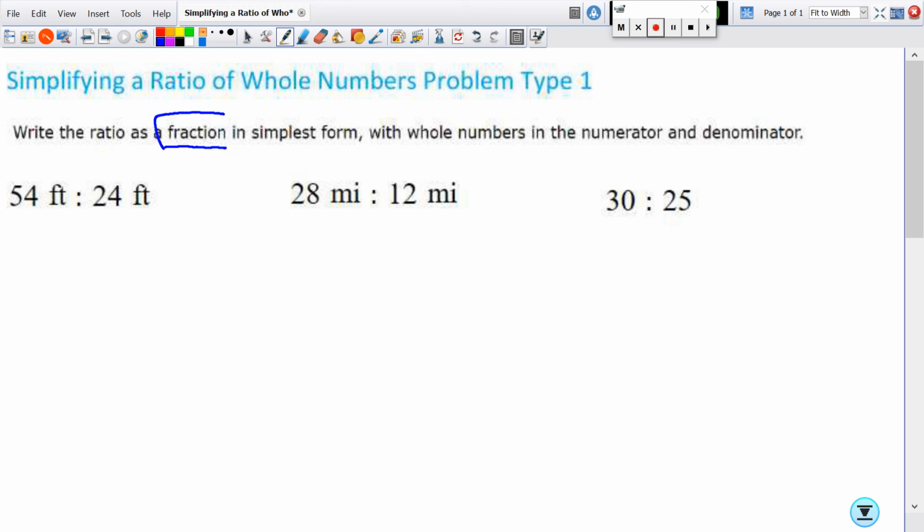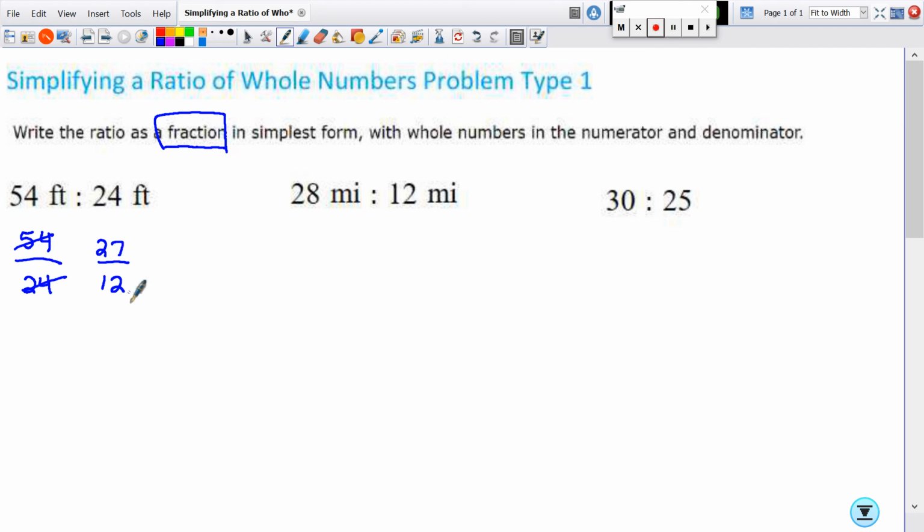So they want you actually to write it as a fraction in simplest form. So let's go ahead and do what they said. You want to write it as a fraction in the order, don't switch up the numbers, you put them in the order they give you. So 54 over 24, but they want you to simplify these. Since they're both even numbers, you can just start literally cutting them in half. Half of 54 is 27, and half of 24 is 12.